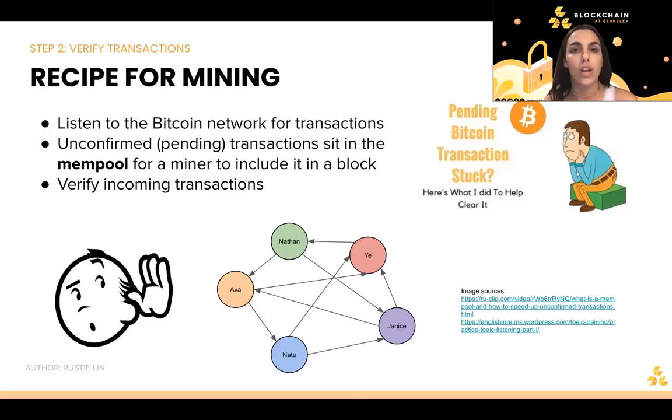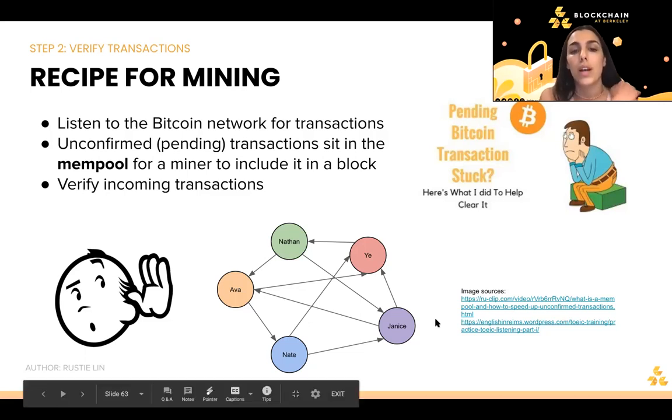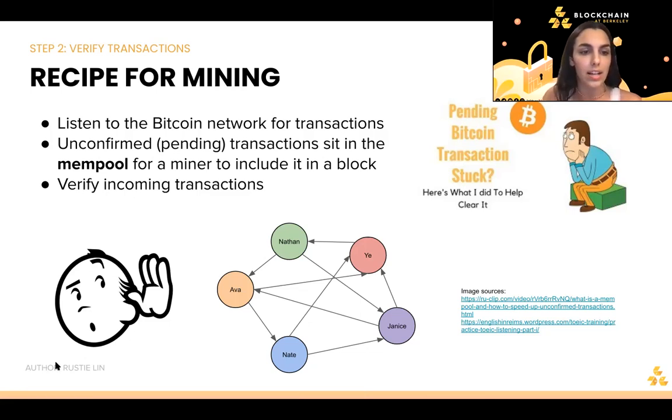And so a question a lot of people have is, if there are, let's say, 5,000 transactions sitting in a mempool at any given moment, and on average there's around 2,000 transactions in a block in Bitcoin, then how does the miner decide which of those transactions to keep and which of those transactions not to include in the block?